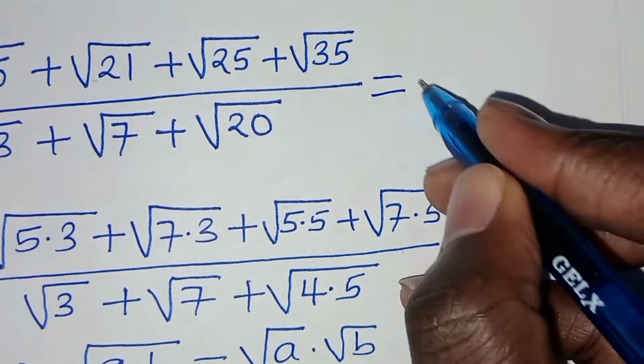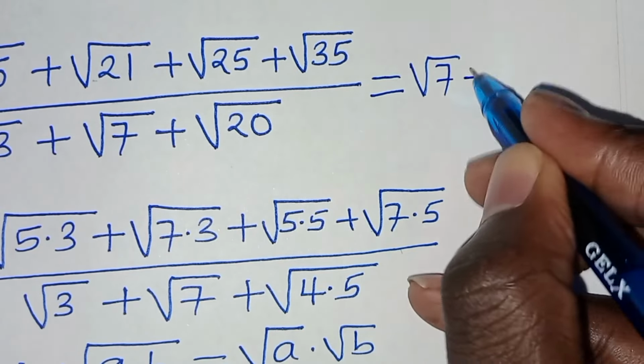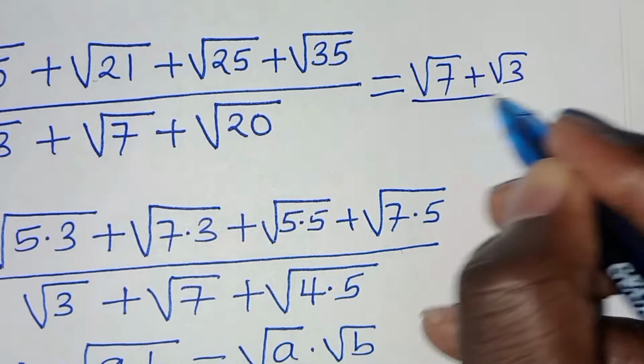So this is equal to square root of 7 plus square root of 3 divided by 2.